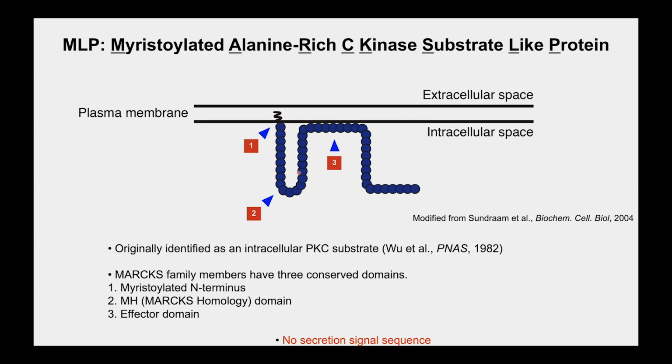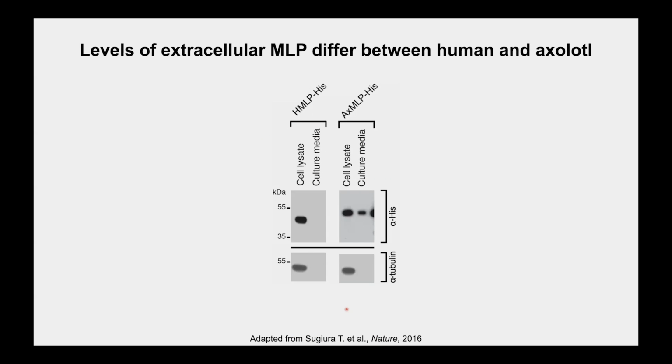And what was really amazing for us is that this protein was typically thought of as an intracellular protein in mammals. There's an ortholog in mammals, and it has no secretion signal sequence. So we're really rather mystified. But in essence, we really could show, looking at the cell lysate versus the culture media, that 293 cells transfected with the axolotl MLP is really found in the culture media.